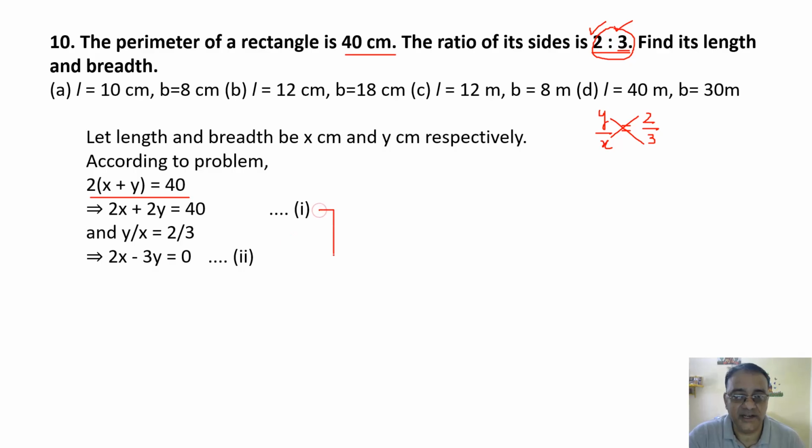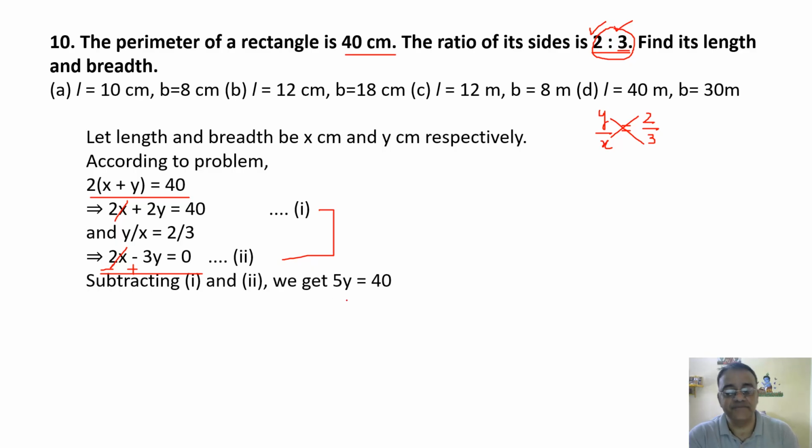Now, subtracting these two equations, what will you get? See, minus plus, this is 0, so these two cancel and we are getting 5y is equals to 40. So y is equals to 8. If y is equals to 8, we'll get x is equals to 12. So x is equals to 20 minus 8, that is equals to 12, and the correct option is option C, right?